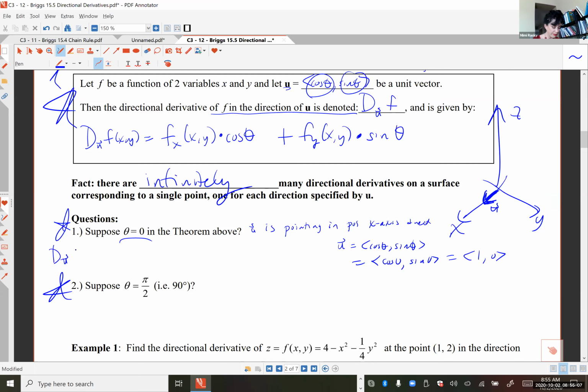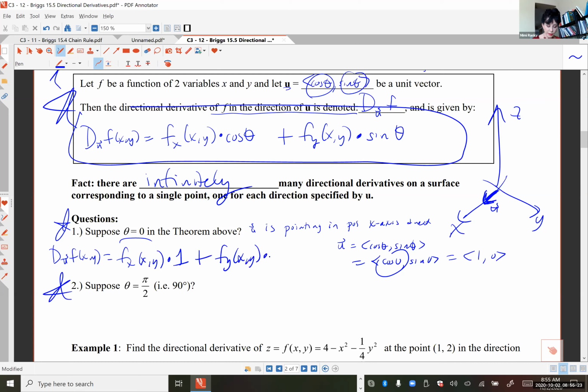So your directional derivative for your function, if you use this theorem, is going to be fx times cos theta, but cos of 0 is 1, plus your partial with respect to y times sine of theta, but sine of 0 is 0. So your directional derivative pointing in the positive x-axis direction is fx. Does that make sense to you? Yes, it should, because it's supposed to be fx when you're pointing in the positive x-axis direction. I just want you to see this formula works.